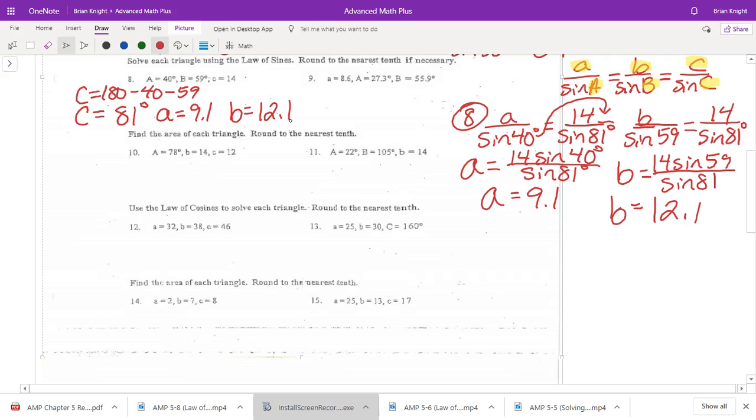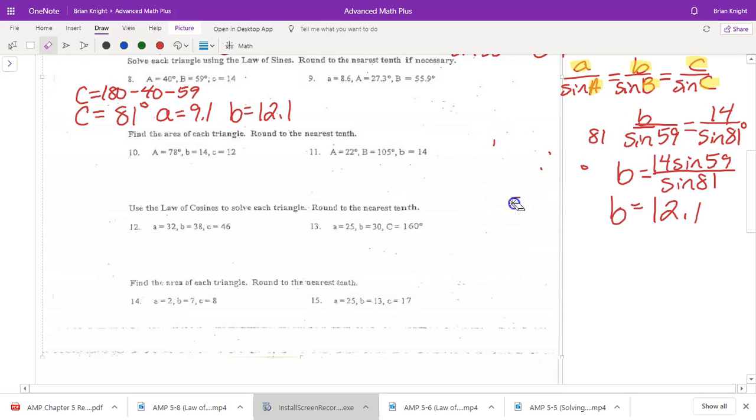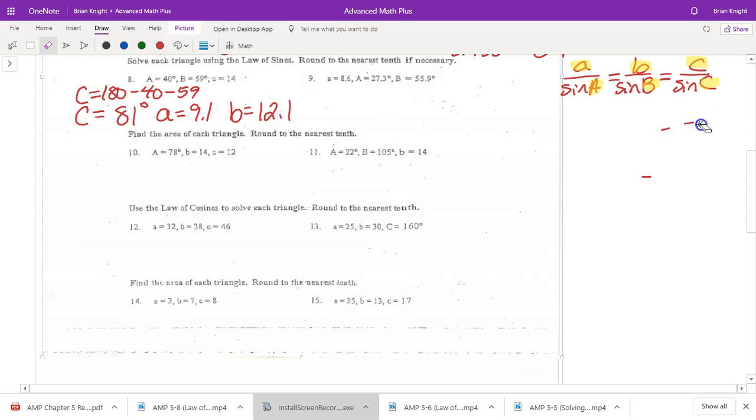Everybody got 8? Number 9. So that's it. We found all the missing parts. So number 9 is basically the same problem, different numbers. What are we going to find first? I will find angle C first. So C is going to be 180 minus 27.3 minus 55.9.